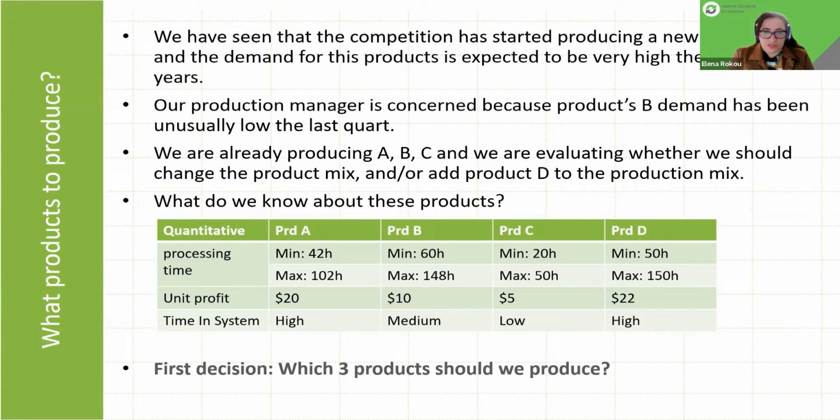What do we know about this product? Well, from the quantitative side, we know the processing time as a minimum and maximum, the per unit profit, and the time in system required for each of the products. And you see over here the first table that you can use for your decision. The first decision that we want to go through is which 3 products should we produce?